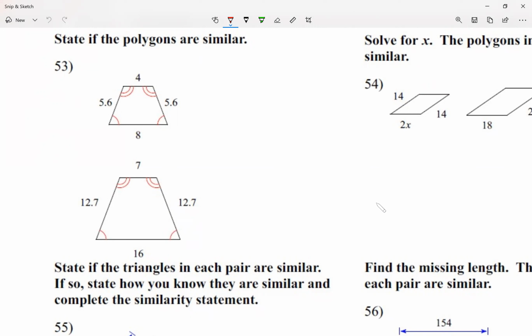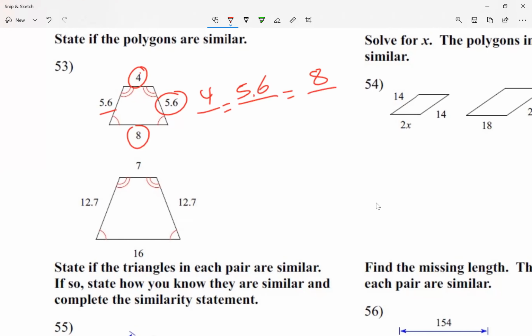The second criterion is that the sides have to be proportional. In the small figure, my numbers are 4, 5.6, and 8. There's another 5.6, but I'm only going to write 5.6 once. I'm comparing three numbers, so let me write them all out: 4, 5.6, and 8. Notice I'm going to make three fractions, and I wrote my numbers from small to large.